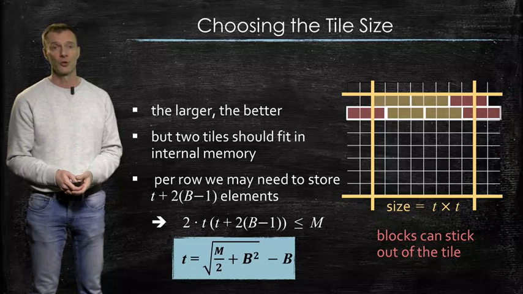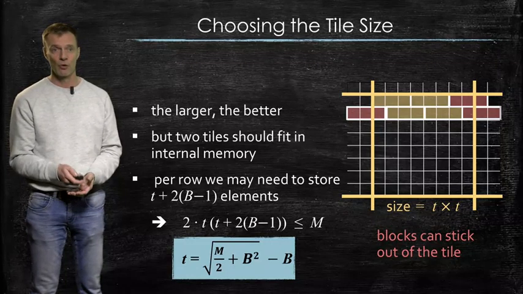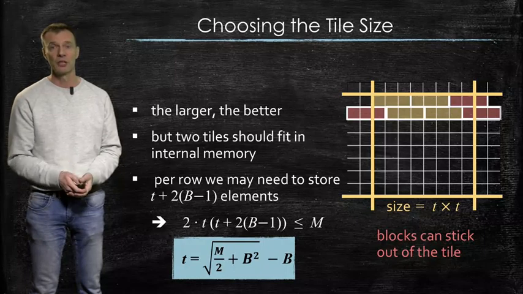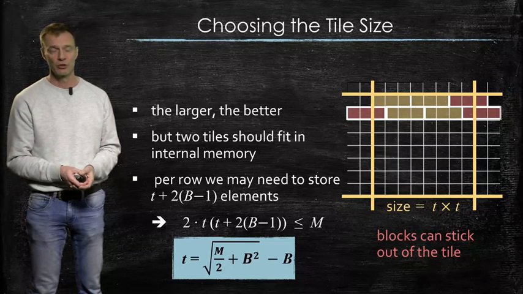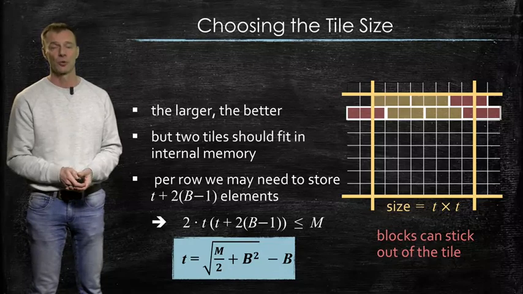Okay, so that's the value of t that I'm going to use, and well, if you solve this equation, then you will see that this particular value of t, the square root of m over 2 plus b squared minus b, is the right value. Okay, so this is my t that I'm going to use. Well, of course I should round it because it should be an integer, but this is the t that we're going to use.